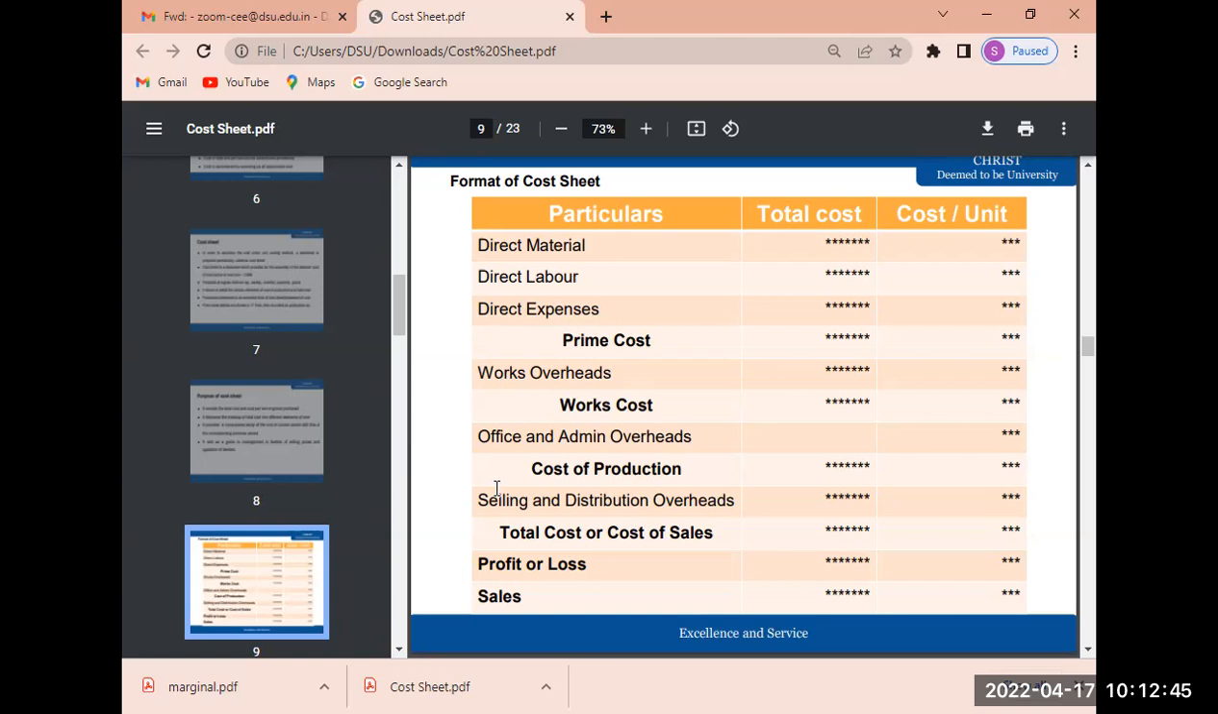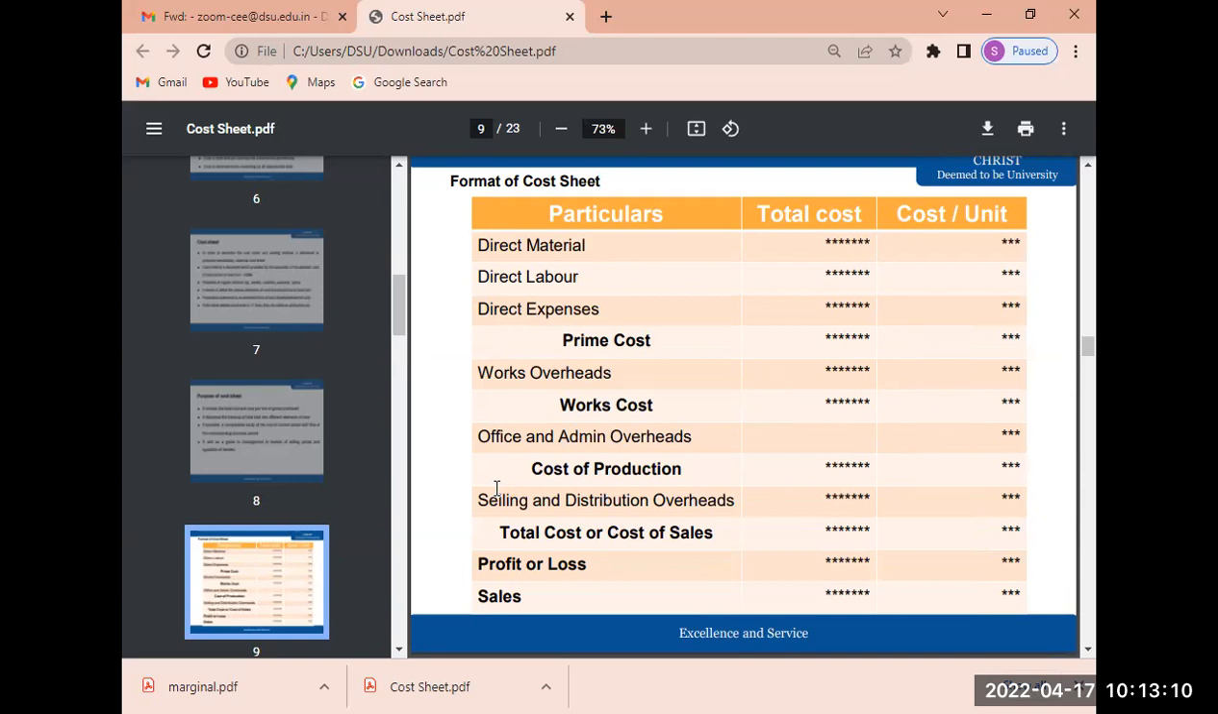We are classifying the overheads into three categories based on the function or the process to which it is associated. Two things are important. One is all indirects are called overheads. Then whether it is office overheads, factory overheads, or selling and distribution overheads depends on the place or the process with which it is associated. Based on that, we classify them.